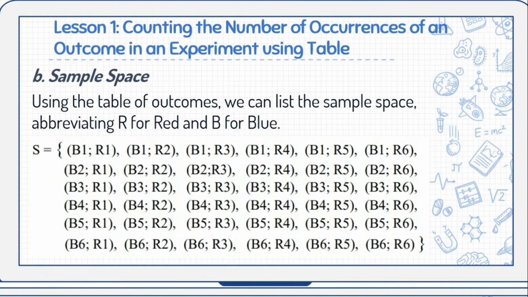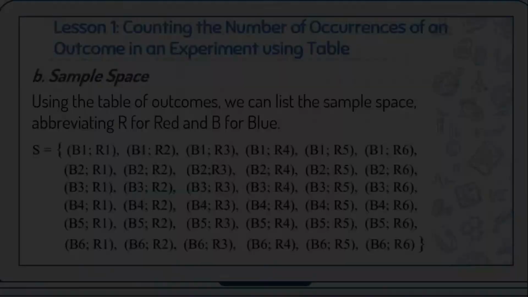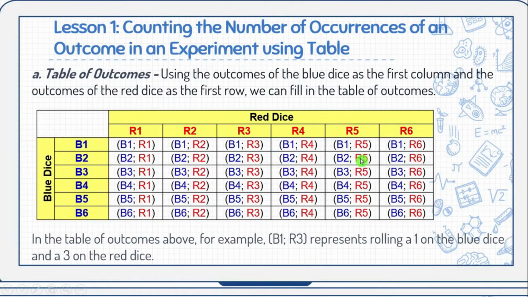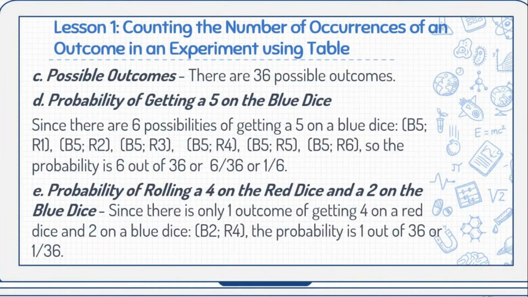Okay? So, let's continue. For letter C, possible outcomes. So, there are 36 possible outcomes because if we go back to the table, if we count this one, the result is 36. So, ito po sila yung mga possible outcomes. So, ang answer ng letter C is 36. Okay, now, for letter D, probability of getting a 5 on the blue dice. Okay, so since there are 6 possibilities of getting 5 on the blue dice, we have B5, yung kapares sa R1.